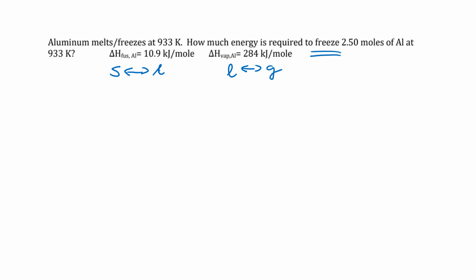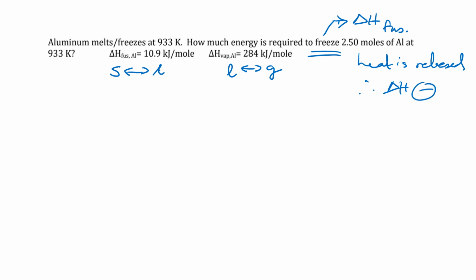We're talking about freezing, so we're going to be looking at the delta H fusion. It says to freeze, so we're going from liquid to solid. Again, heat is released, therefore my delta H will be negative. So we have Q, we have moles, and we have our heat of fusion per mole. So let's just use this one: Q equals n times delta H fusion.